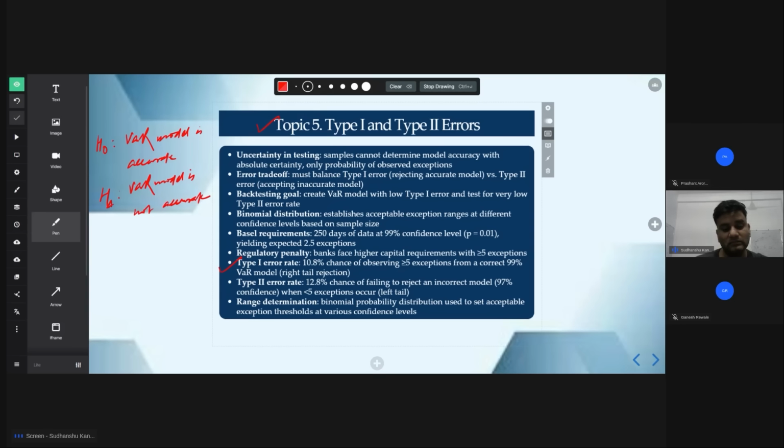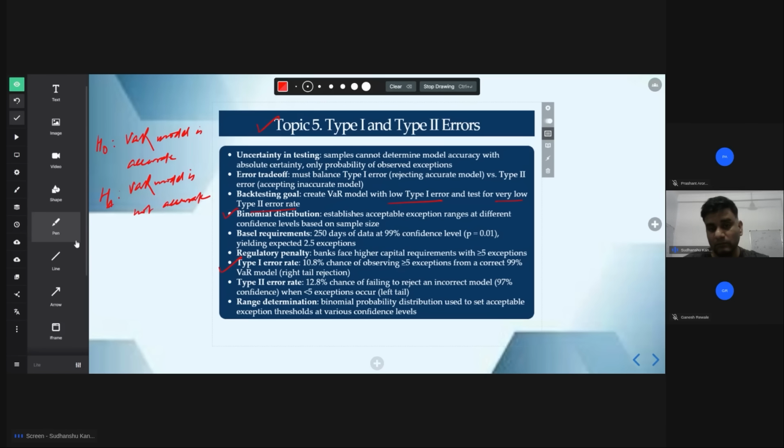The goal of backtesting is to build a VaR model that has low type 1 error and a very low type 2 error rate. So that is the whole objective: test enough to detect when the model really fails, with low type 2 error and low type 1 error. In short, the best model is one that is not too lenient, missing bad models, and not too strict, rejecting your good model. Then we have something called a binomial distribution.